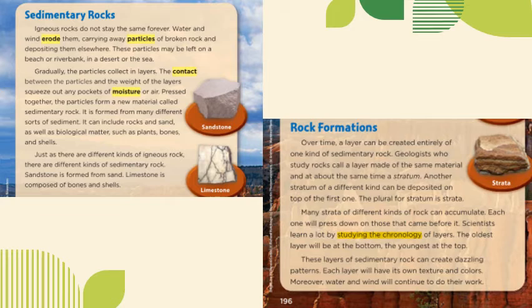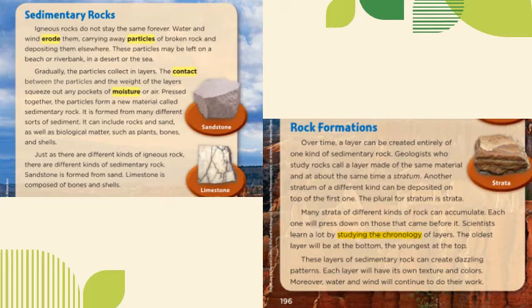It's formed from many different sorts of sediment. By sorts we mean types. It can include rocks and sand, as well as biological matter, such as plants, bones, and shells. Just as there are different kinds of igneous rock, there are different kinds of sedimentary rock. Sandstone is formed from sand. Limestone is composed of bones and shells.